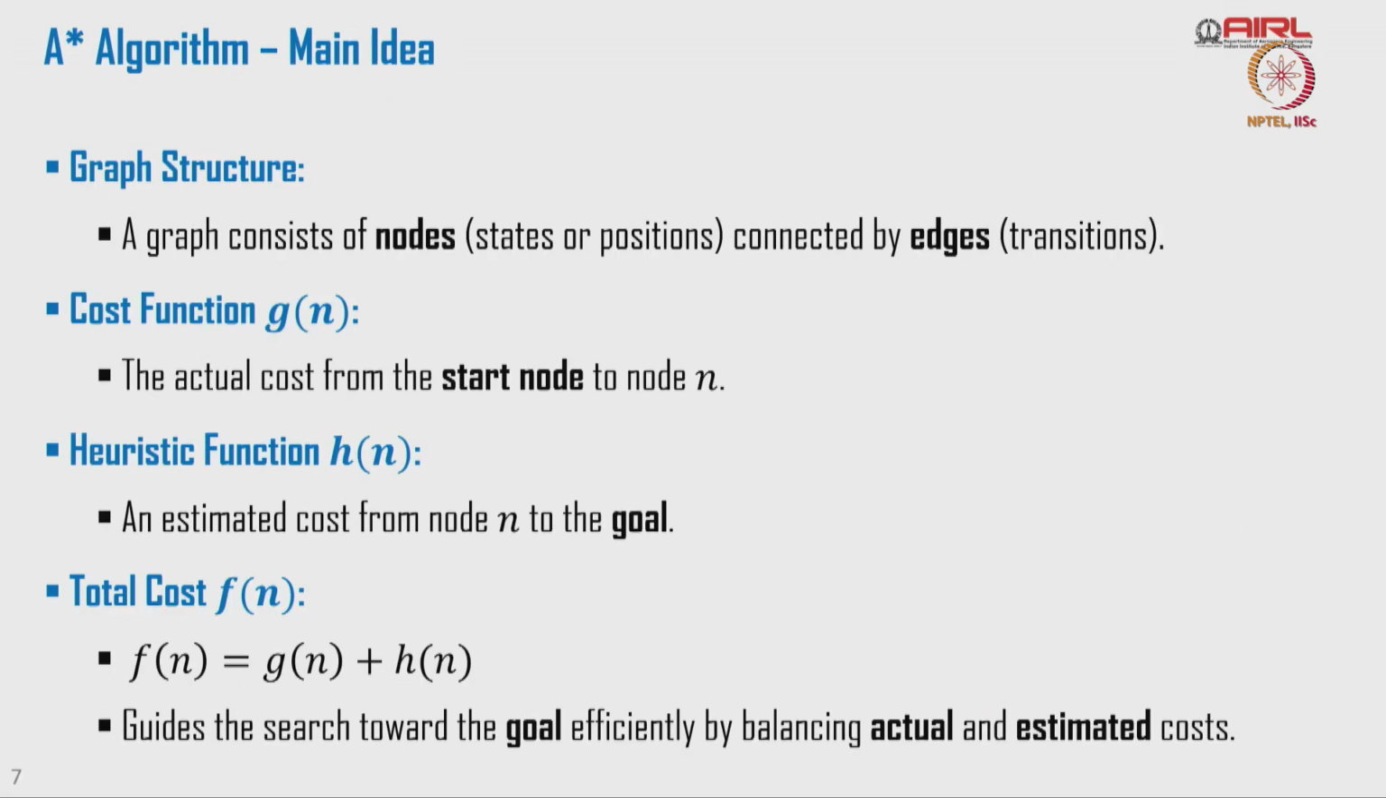So, in the A-star algorithm, what do we have? We have a graph structure, fine. The graph will have nodes, edges, something like this. Then there will be a cost function, the actual cost from start node to node n. Okay. So, if it is at start node S and it is moving to the node n, then it is the actual path cost. Like if there is some number, say 10, it represents the distance, and based on that the shortest distance is always preferable.